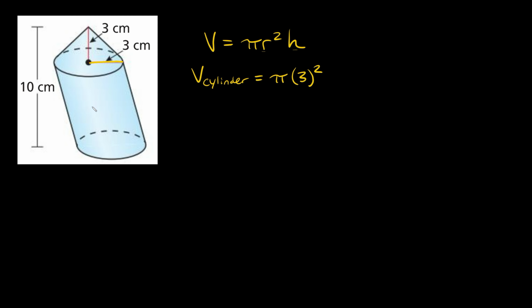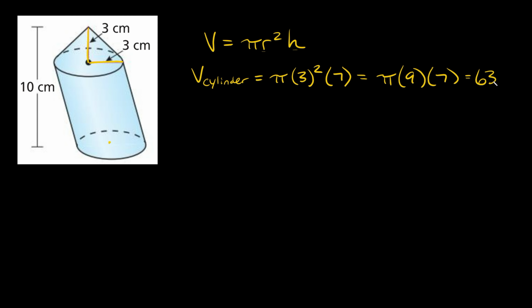What is the height of the cylinder? Well, it tells us that the total height from the very bottom, right here, all the way to the top of the cone is 10 centimeters. And it also tells us that the cone itself is 3 centimeters tall. So that means the cylinder must be 7 centimeters tall, right? So the height we're going to say is 7. So this is going to be equal to pi times 3 squared. That's equal to 9. And times 7. Now 9 times 7 is 63.